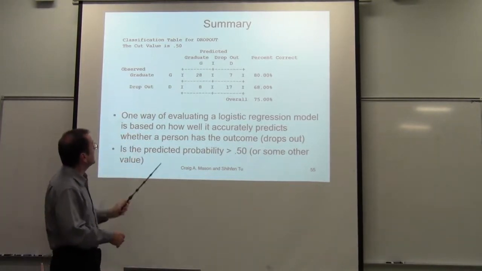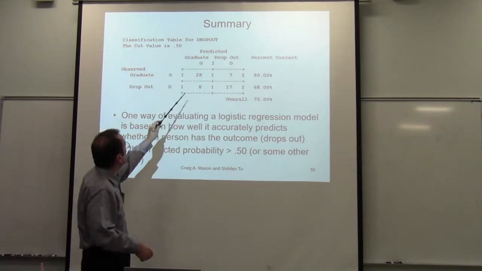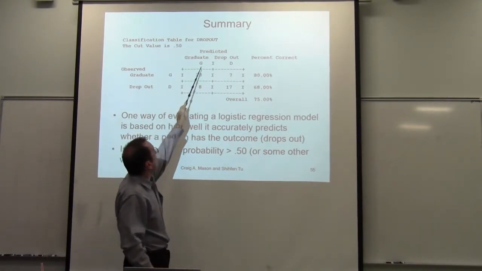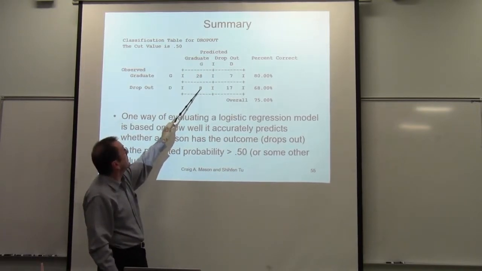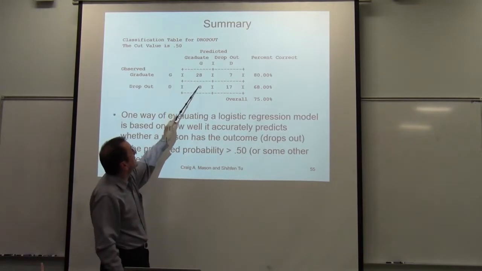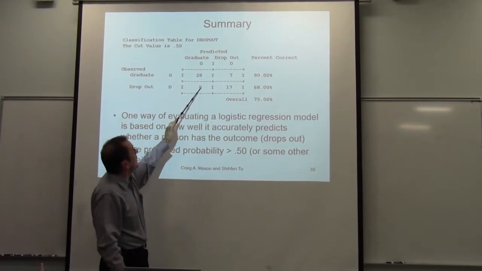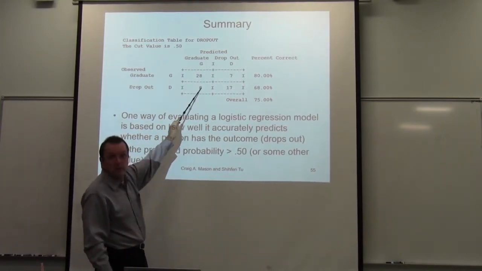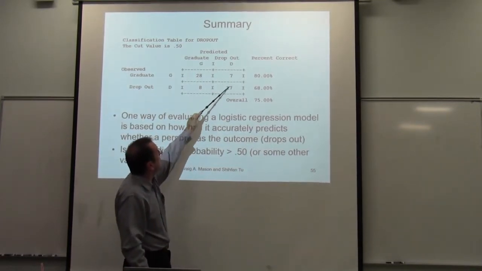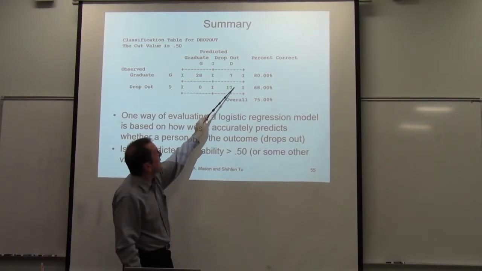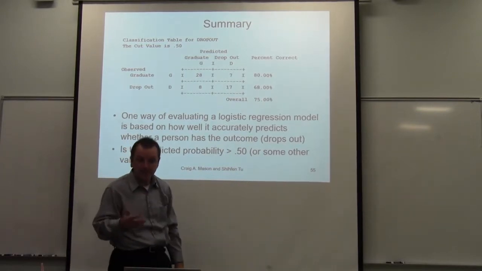And you can see in this case, our model predicted 26 kids were going to graduate. Of those 26 kids, 28 did graduate, and the model said 8 were going to, but in fact they dropped out. And our model said 24 kids were going to drop out, and of those 24, 17 in fact did drop out, and 7 our model predicted would drop out, but in fact the kid did not.